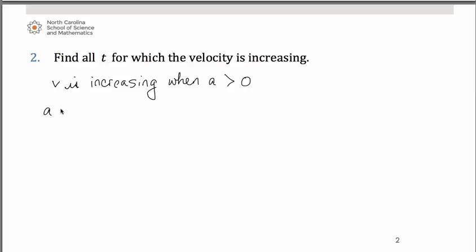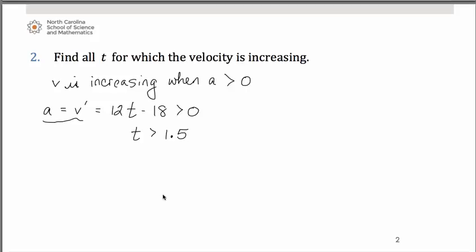So our acceleration is, of course, the derivative of velocity. Again, establishing that relationship is very important. That's going to be 12t minus 18, which is very easy to solve that inequality. We get that t is greater than 1.5, 3 halves. So anytime your time value is greater than 1.5, that is when the velocity will be increasing.